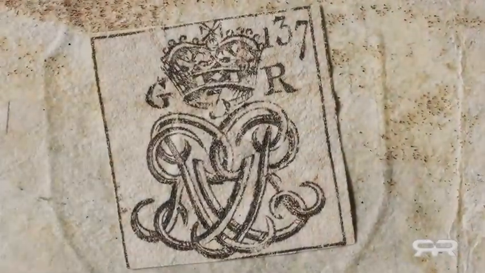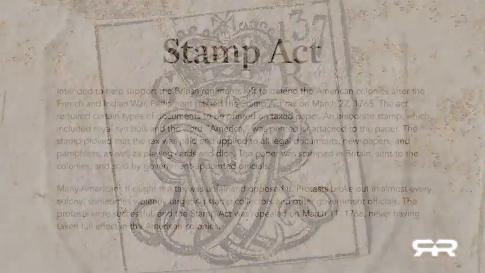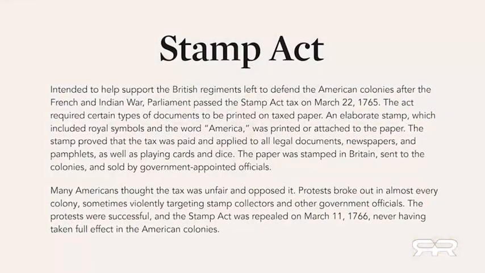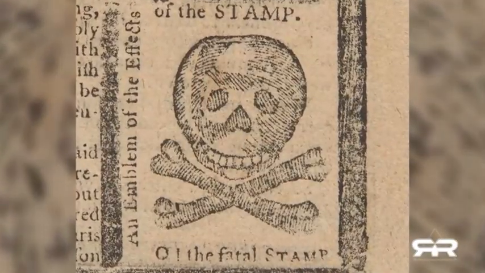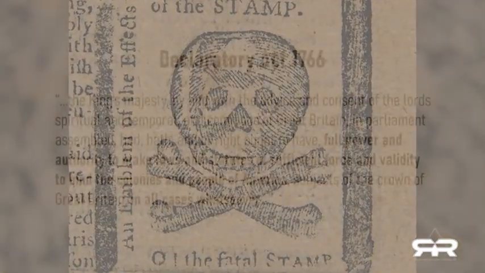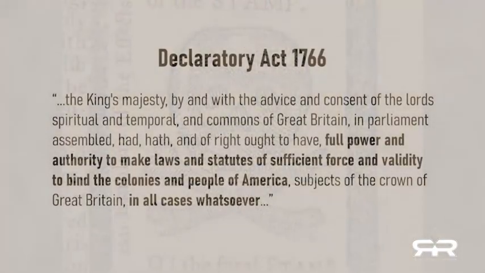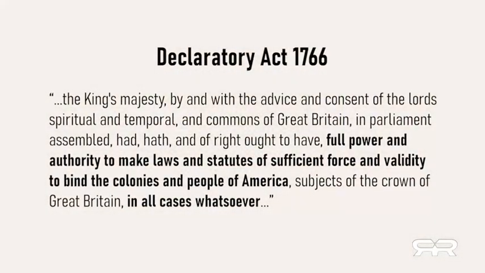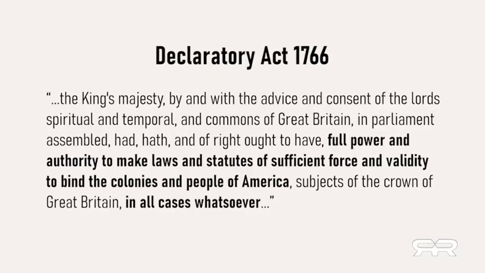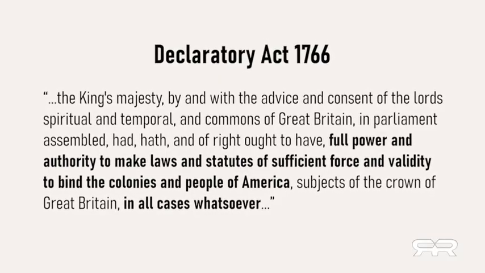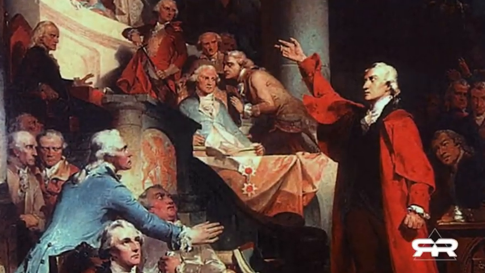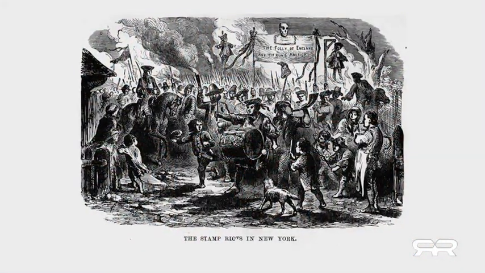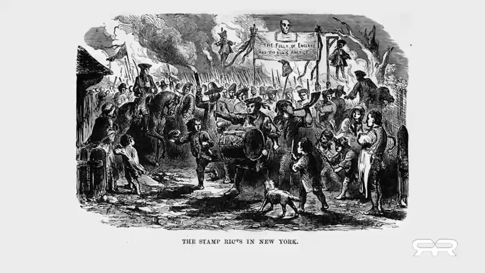The Stamp Act of 1765 was the first direct tax levied by Parliament on the colonies, which had no elected representatives in Parliament to approve or debate it. British Parliament later stated in the Declaratory Act that they had full power and authority to make laws and statutes of sufficient force and validity to bind the colonies and people of America in all cases whatsoever. According to the story, the American Revolution wasn't about the size of the tax. It was about the right of Britain to impose taxes on the colonists without their consent.